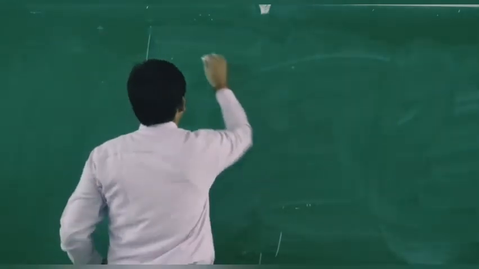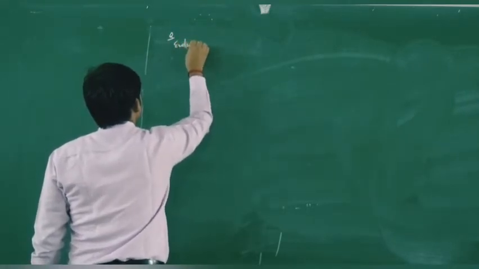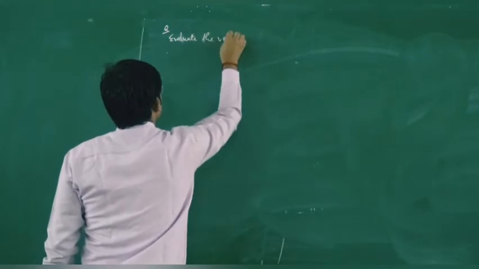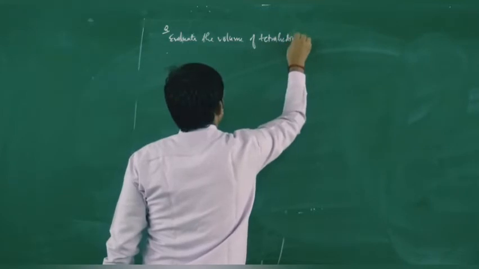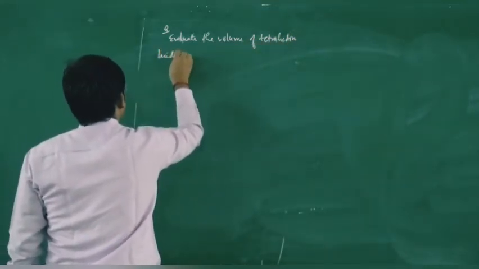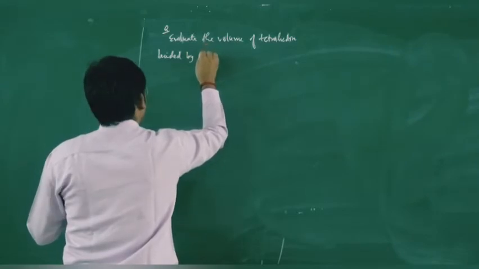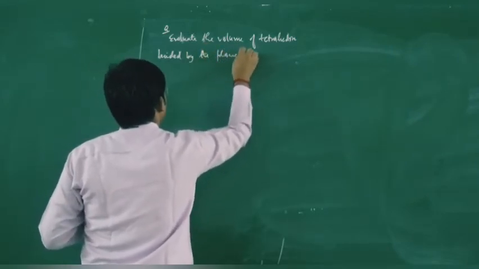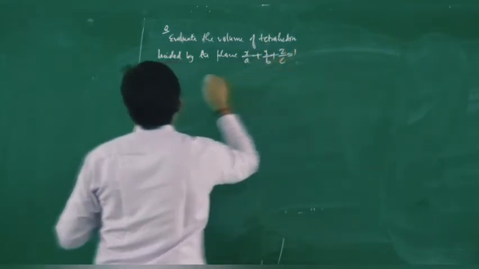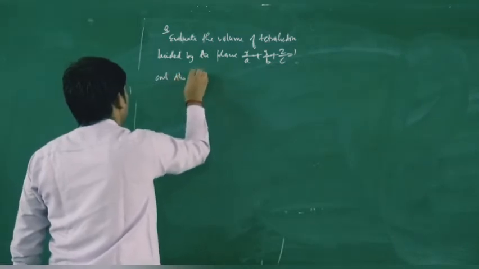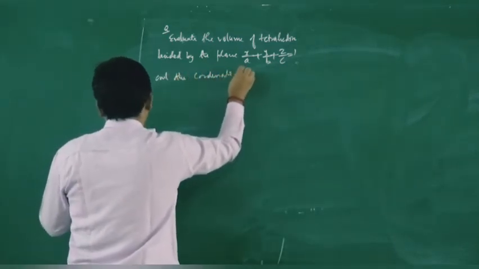Now let us evaluate the volume of the tetrahedron. Evaluate the volume of the tetrahedron bounded by the plane x upon a plus y upon b plus z upon c equal to 1 and the coordinate axes and coordinate planes.